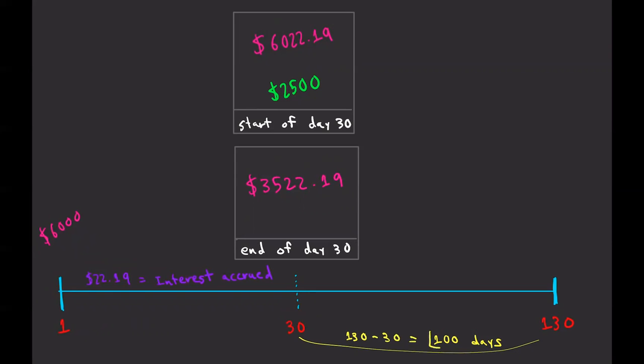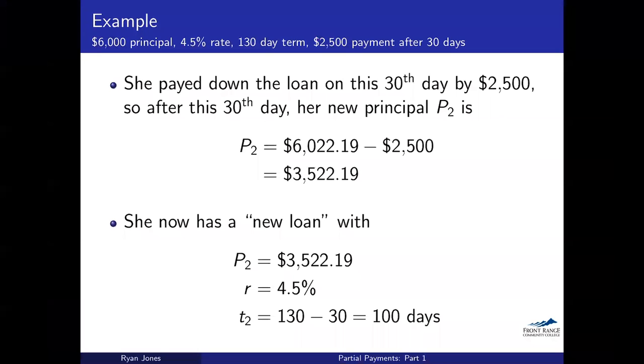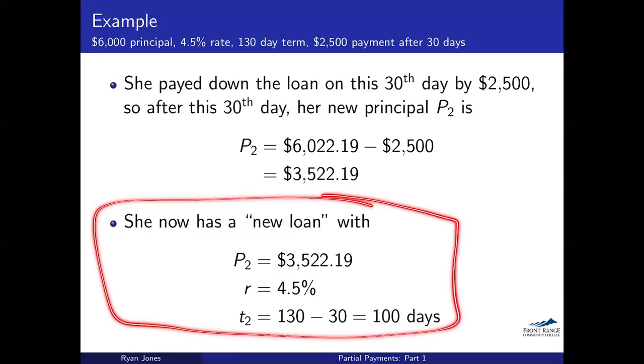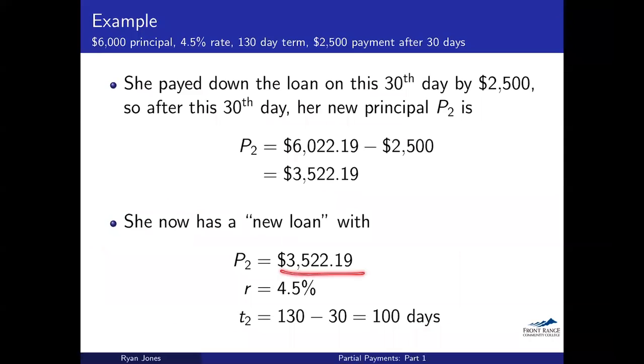Equals 100 days. So now I have a loan that's 100 days long, and the new principal amount is this $3,522.19. So we can state all that nice and cleanly right down here. Sarah has a new loan of $3,522.19.